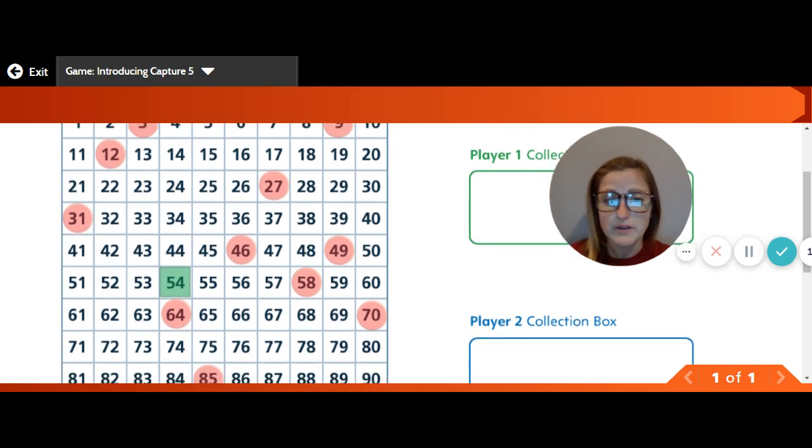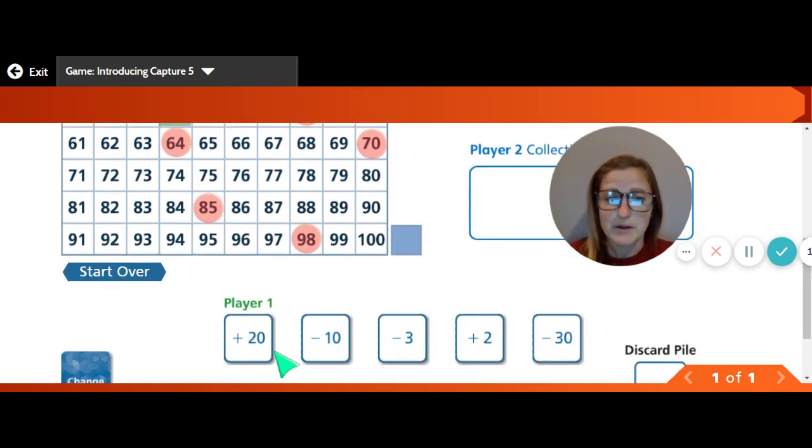I'm going to scroll and you're going to see some change cards at the bottom here. So your cards will look similar. So what you're going to do is reach in that bag and pull out 5 change cards. These are your cards that you need to use to make moves on the board.